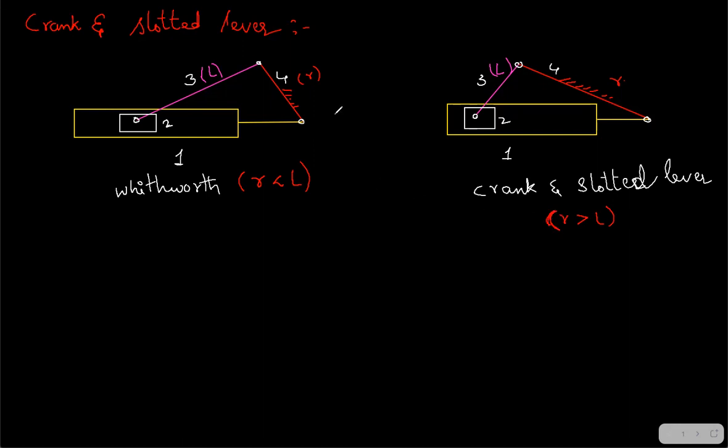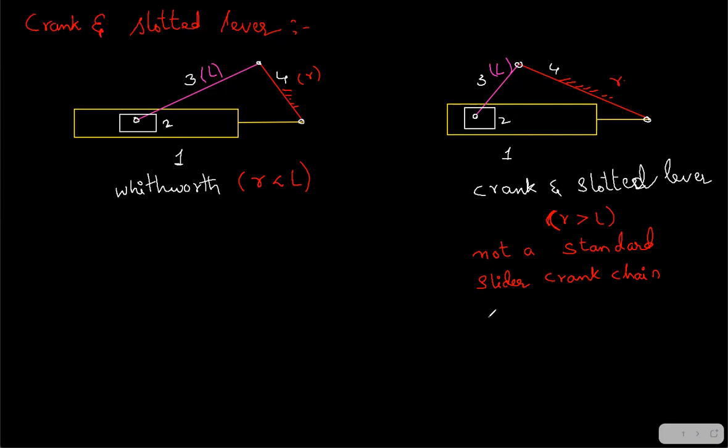That is why you can say that crank and slotted lever is not a standard slider crank chain, because in a standard slider crank chain, the radius of the crank should be less than the length of the connecting rod. So this is a little modification of our slider crank chain. This is used in a shaper machine.